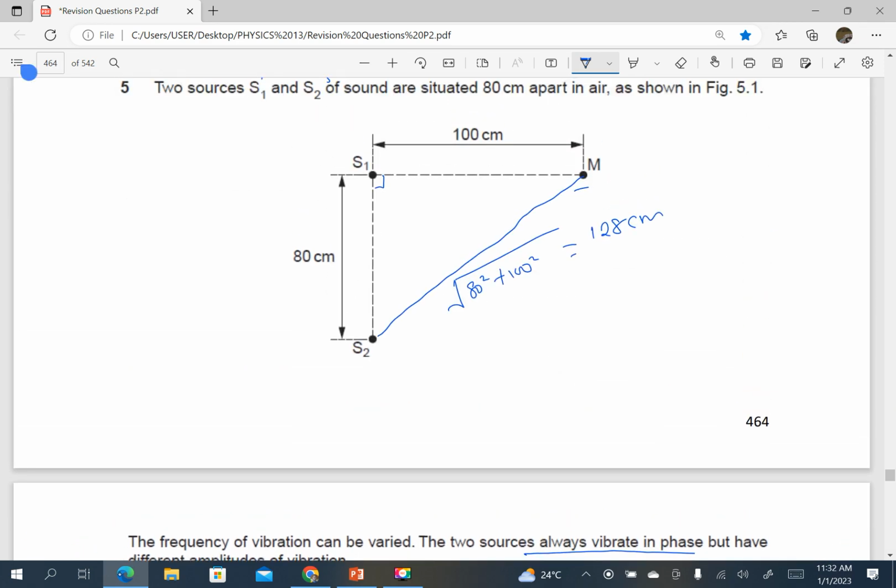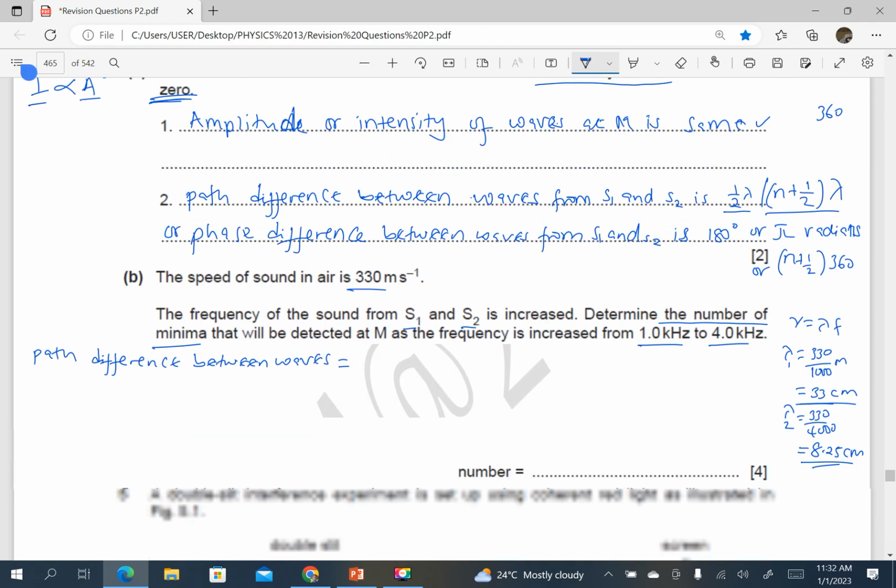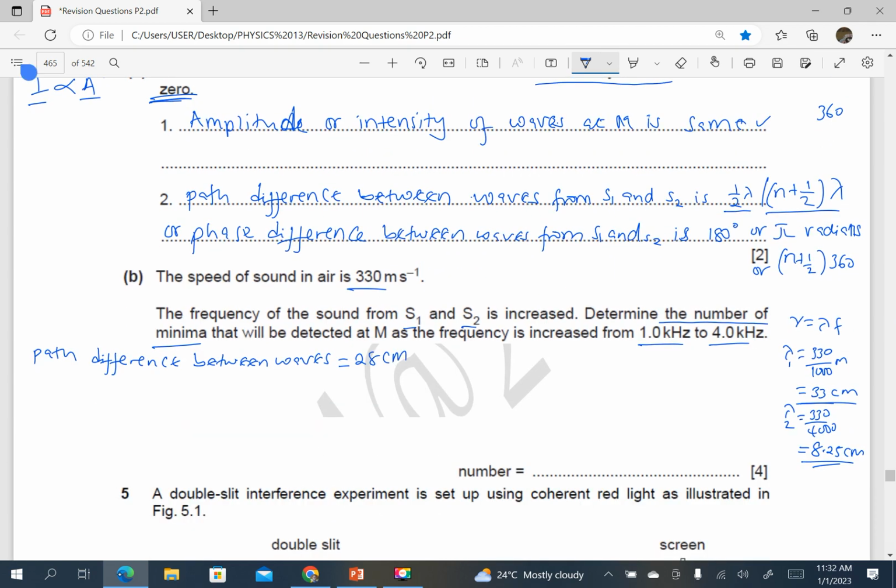The wave which moves from S2 to M takes that distance. The wave which follows from S1 to M takes 100. So the path difference is the difference between S2M minus S1M, which is 128 minus 100, which is 28 centimeters. So the path difference is 28 centimeters.